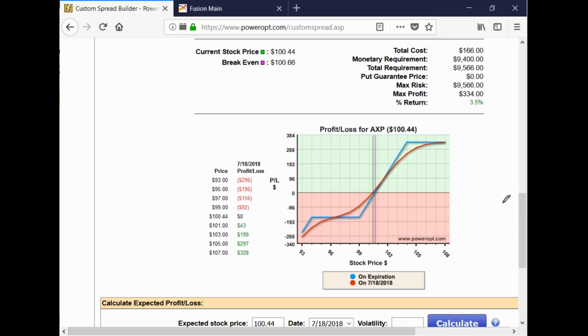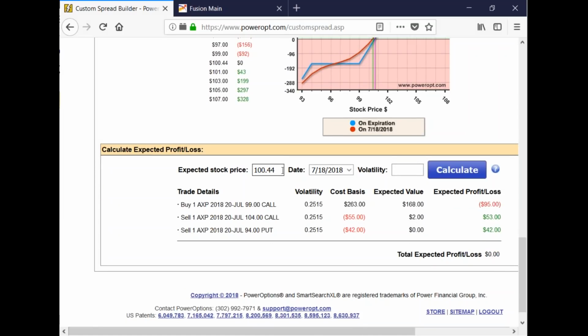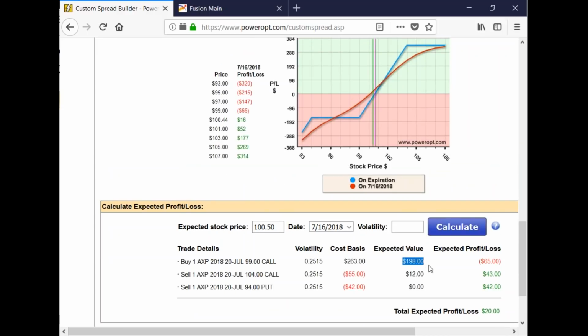But on the custom spread tool, we can go ahead and account for that. We can take a look and say, well, what happens if the stock is near our break even on Monday the 16th, assuming volatility stays roughly the same for these near-term options. So in this case, our long call would be worth 198. It might still cost us 12 cents to buy to close the 104, and maybe 3 or 4 cents to buy to close the 94 put.